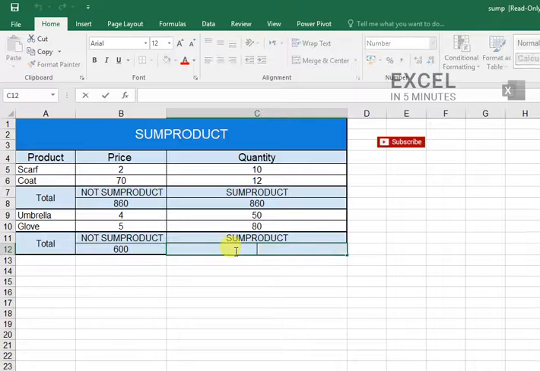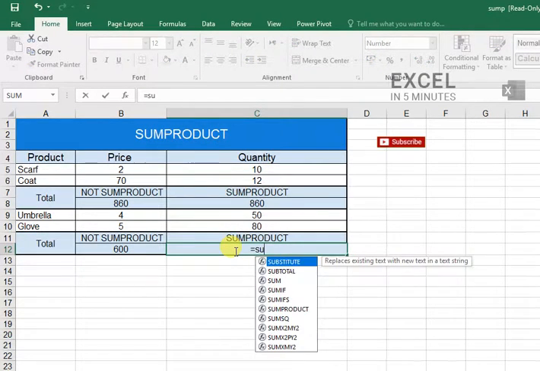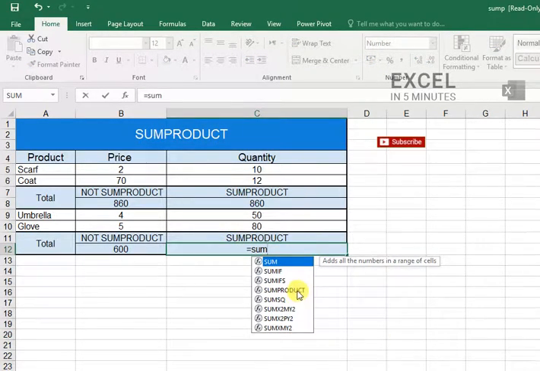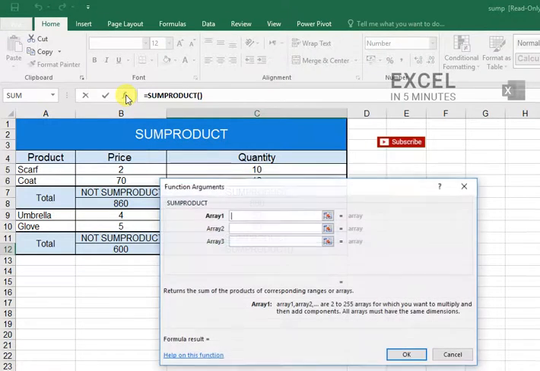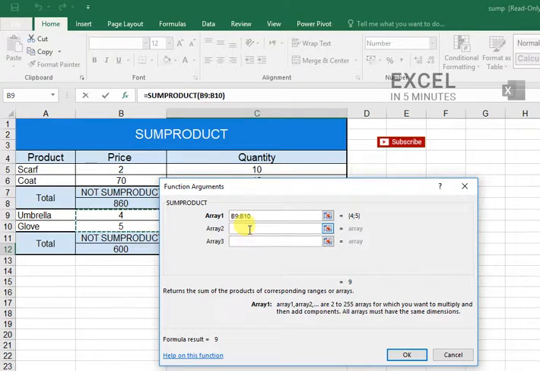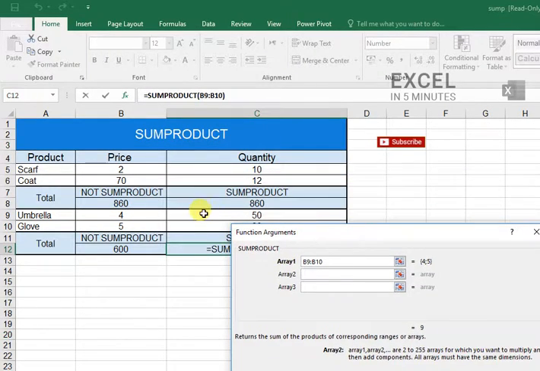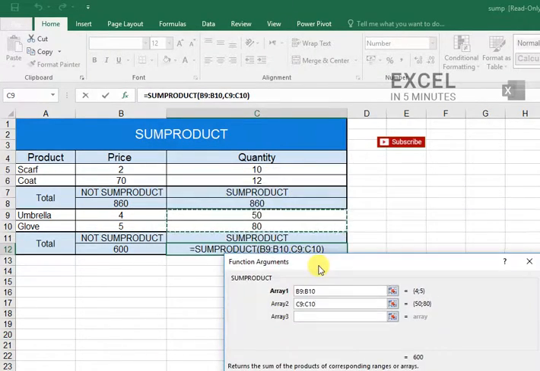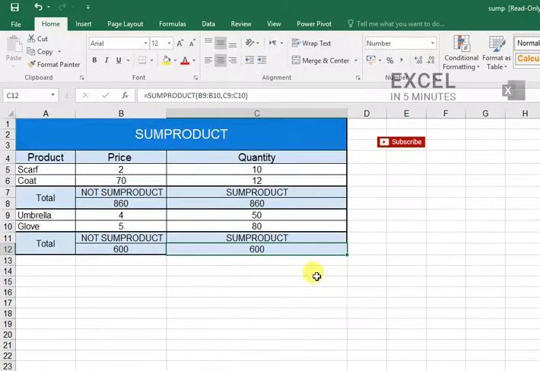But now with the SUMPRODUCT, equals SUMPRODUCT, I take the SUMPRODUCT, open the box and I have the array of the price and then I have the array of the quantity. Okay, I press the OK button and I have the same total. Okay, that's it.